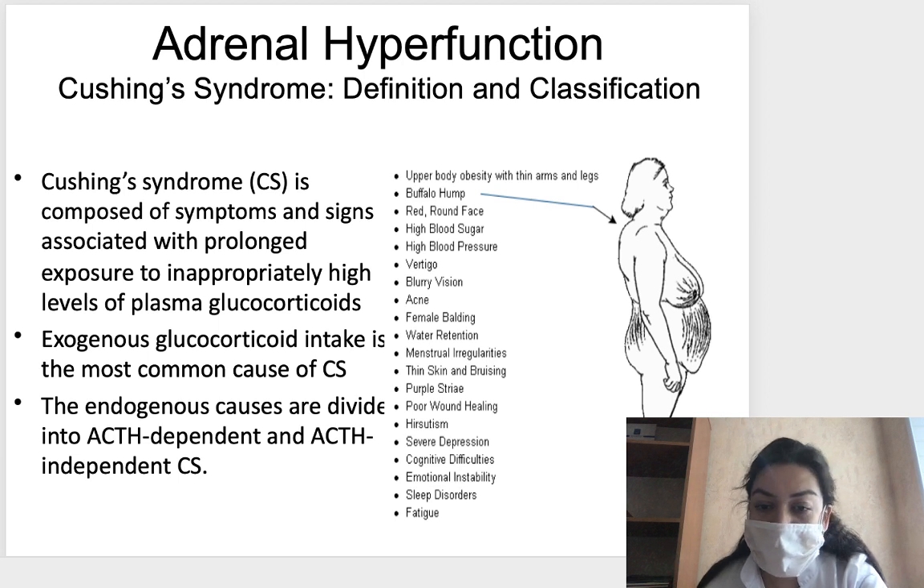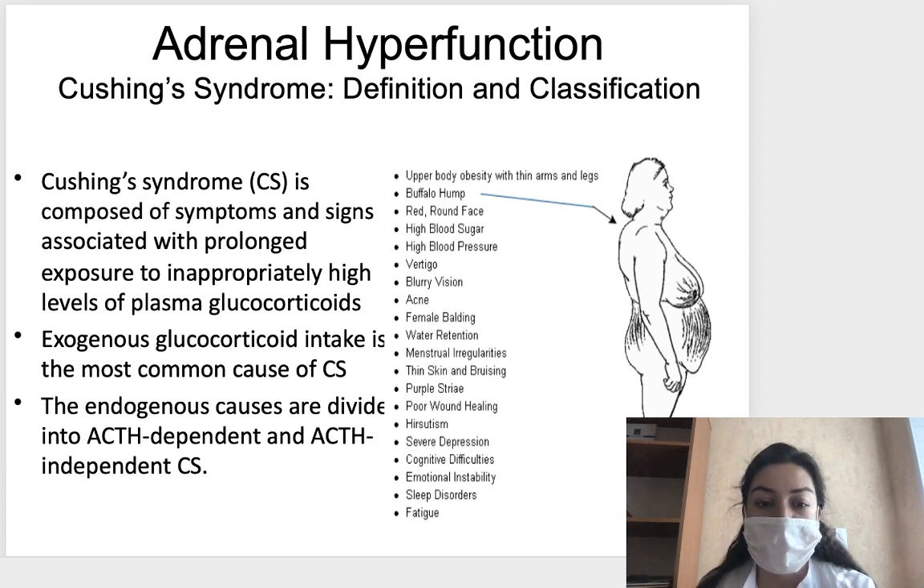Okay, what is Cushing's syndrome? Maybe you hear this term a lot of times and meet it in literature, and let's discuss and confirm all our knowledge in our lecture. Cushing's syndrome is composed of symptoms and signs associated with prolonged exposure to inappropriately high levels of plasma glucocorticosteroids. Exogenous glucocorticosteroid intake is the most common cause of Cushing's syndrome.